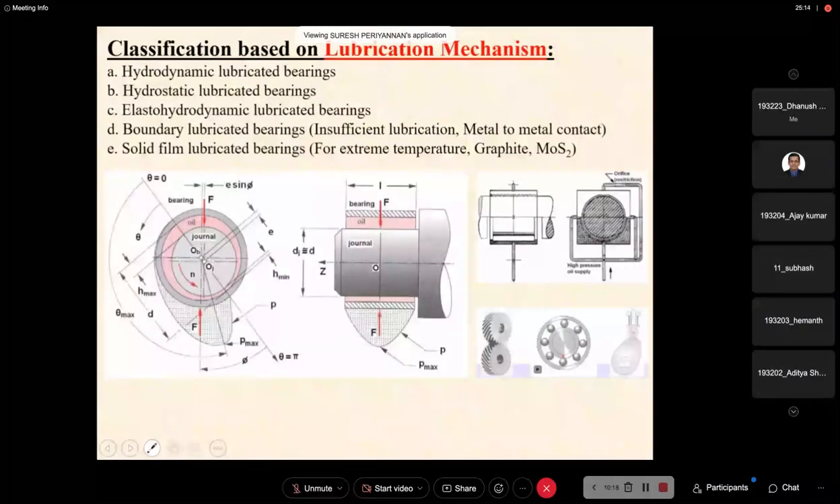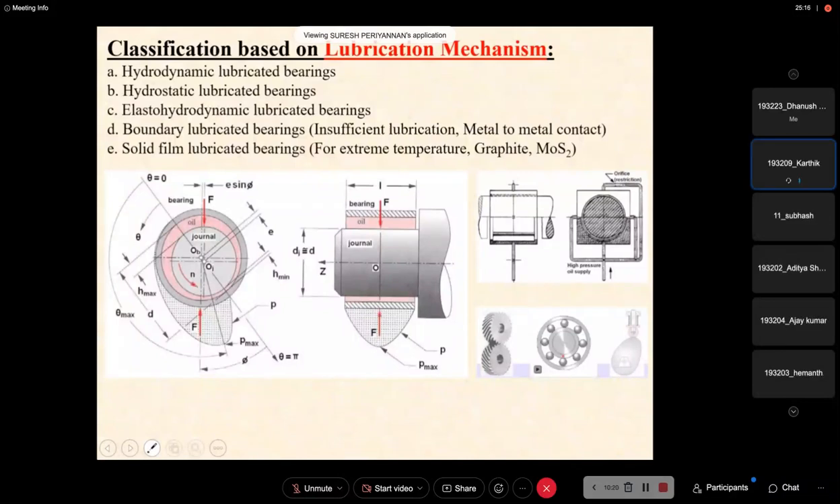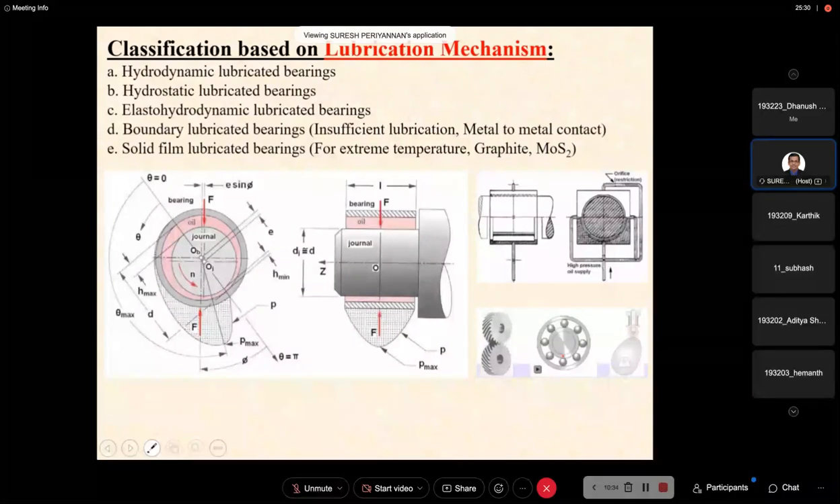Sir, the use of graphite in machine components as a lubricant. Yeah, graphite is a solid lubricant, because with some metals, some solids, it functions smoothly. It gives a smooth rotation. That's why we use graphite as a solid film lubrication, and the wear and tear on the surface is also very uniform when you are using solid lubrication such as graphite.